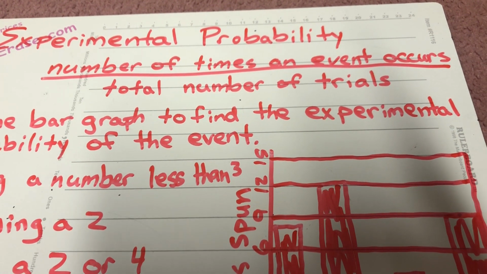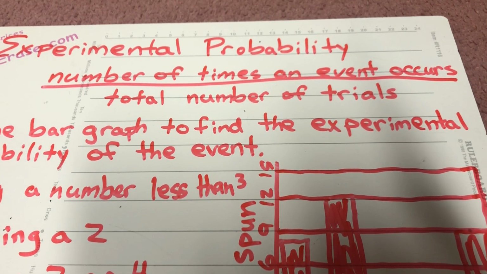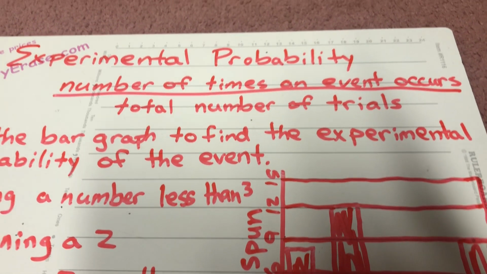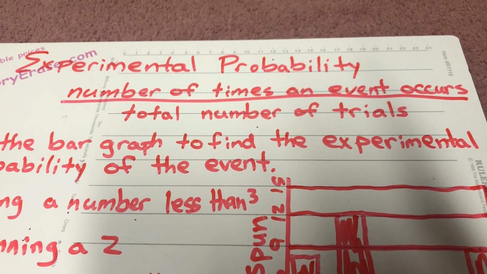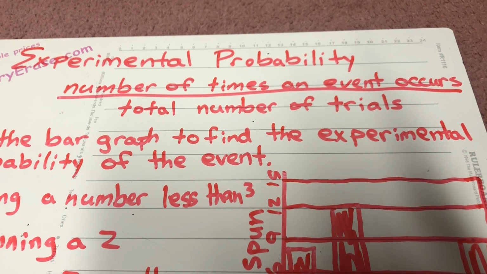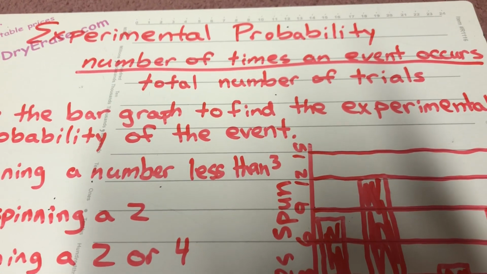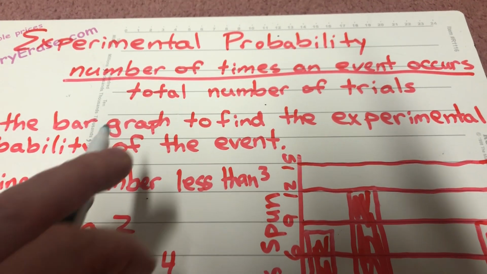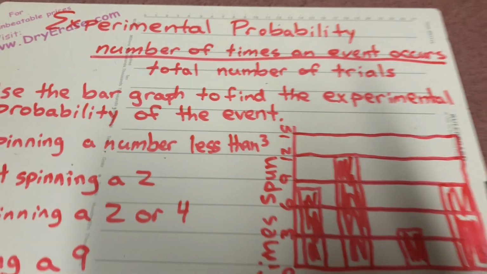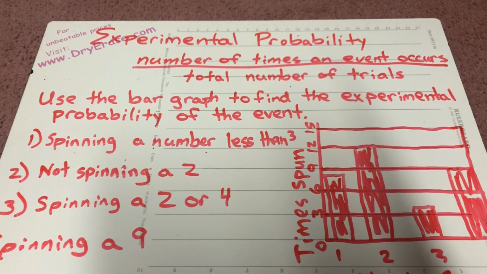You flipped the coin 50 times. It landed on heads 27 times. The experimental probability of the coin landing on heads would be 27 out of 50 because it landed on heads 27 times and you flipped it 50 times. That would be the total number of trials. So, use the bar graph to find the experimental probability of the event.